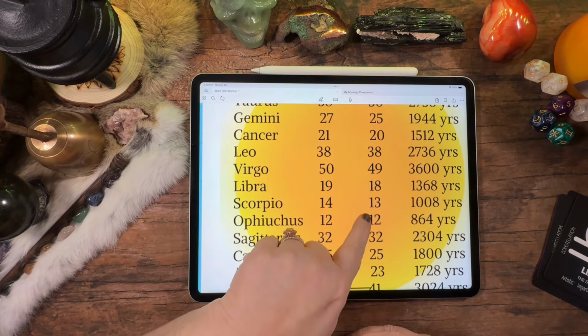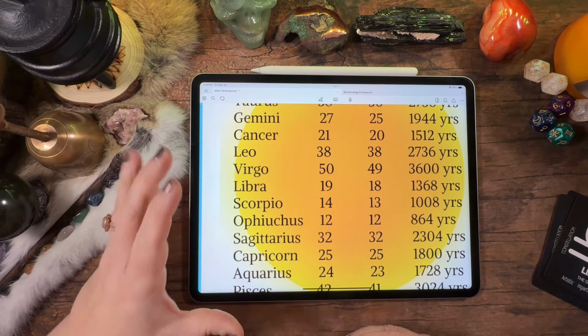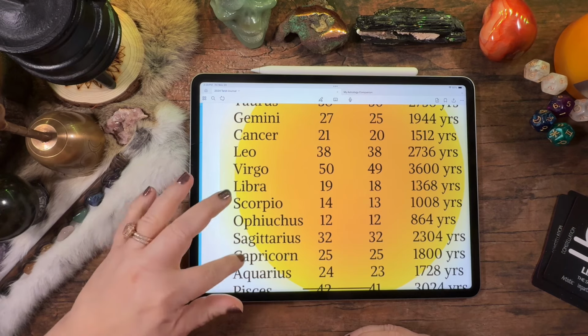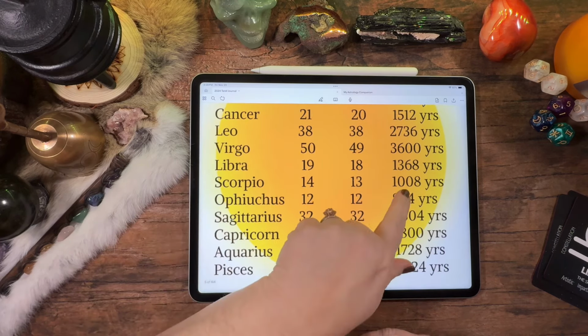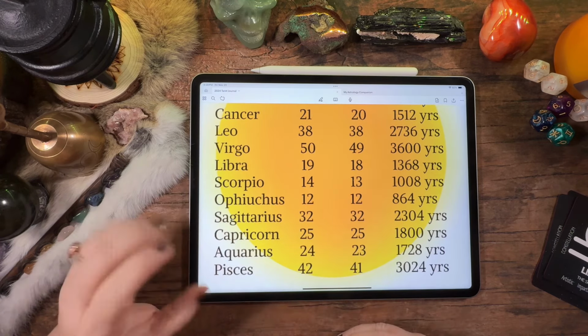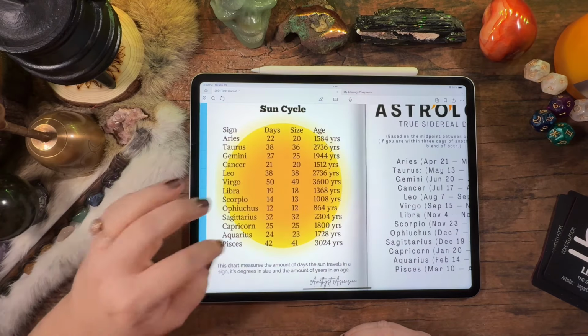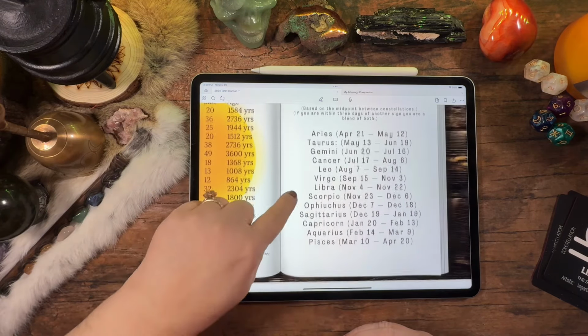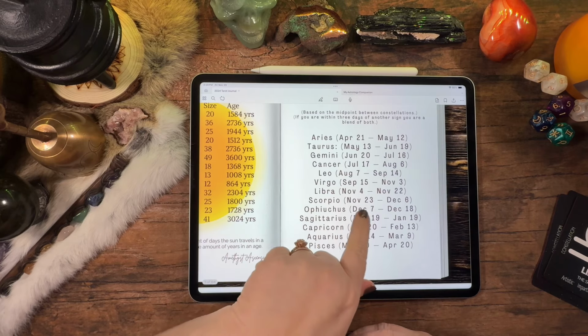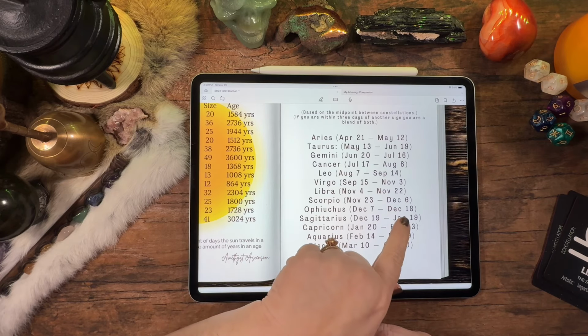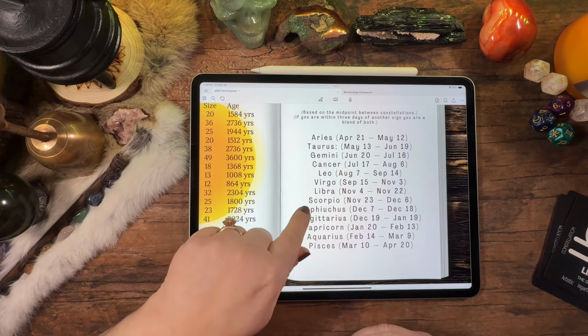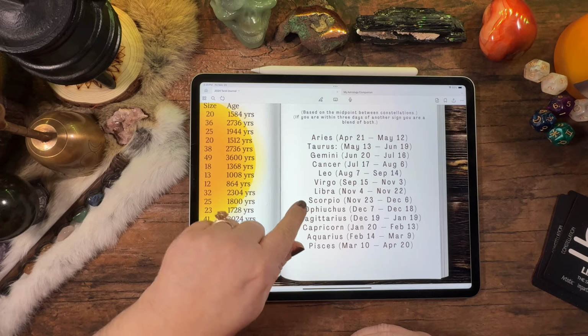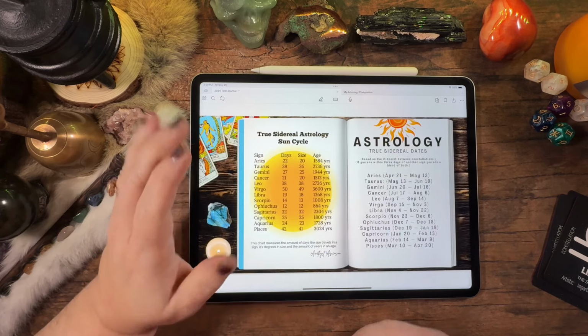Scorpio is 13 degrees in size, so the sun is approximately 14 days within that constellation, and an age is roughly 1,008 years. That would be from November 23rd to December 6th for Scorpios. Now we go on to Ophiuchus.